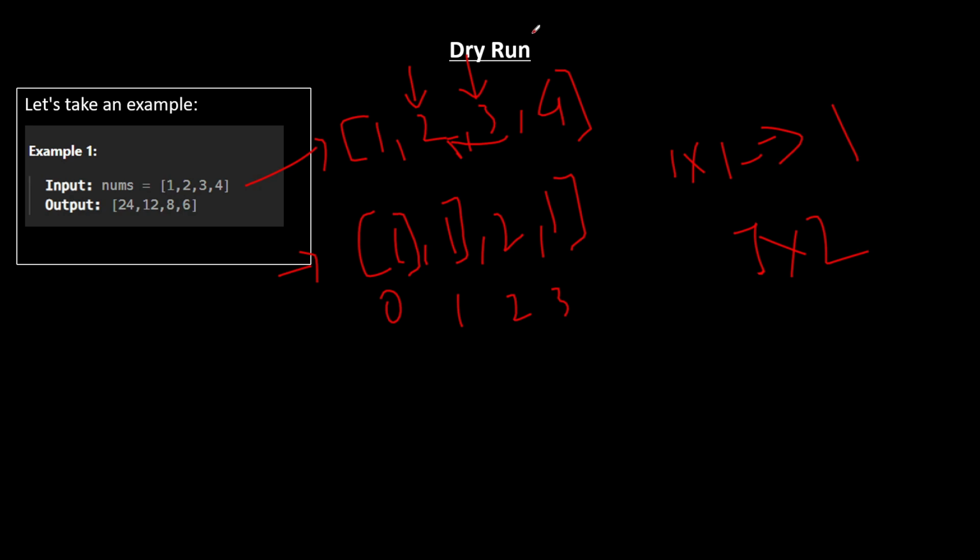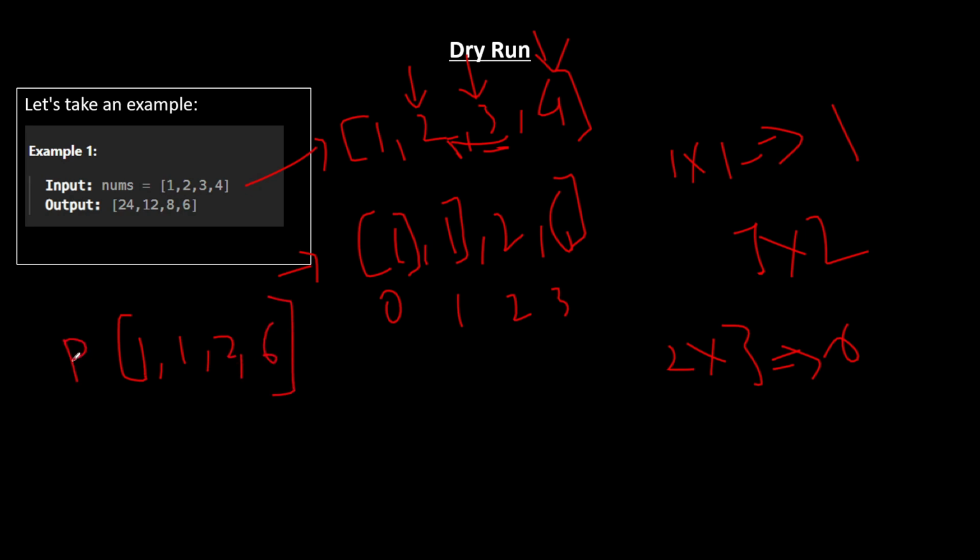Now we are standing on this last index, and prefix of i minus 1 in this case is 2, right? And nums of i minus 1 is 3. So 2 into 3 gives me 6. I will store 6 here. So for the prefix, we are getting 1, comma 1, comma 2, comma 6. Fine.